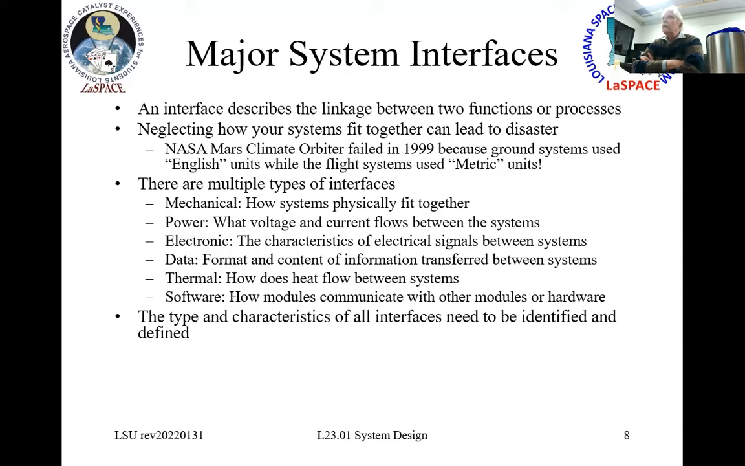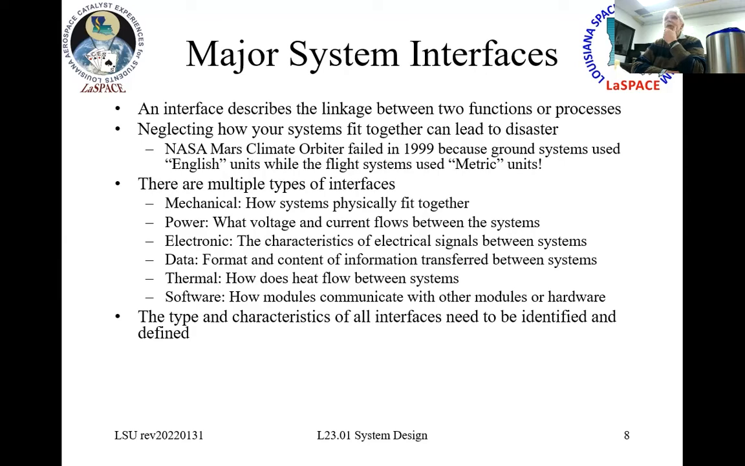There's a power interface, so there's current flows, voltages, etc. Electronics, you've got electronic signals, serial, analog, various things like that. Data, there's the content of your data systems. You will have data records. So what's the format and the content of that?